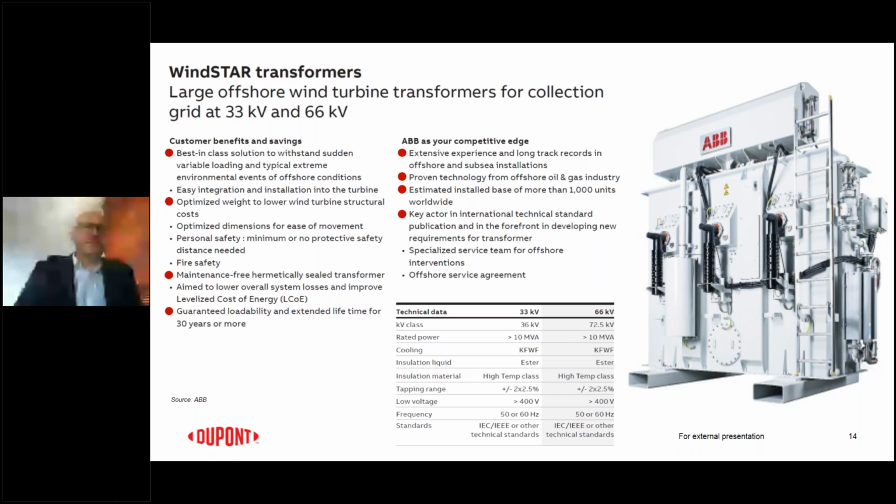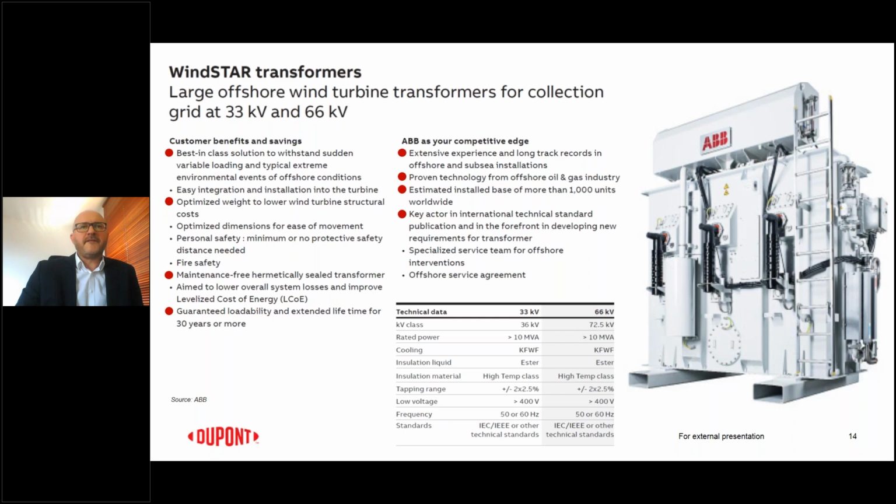So when we talk about the best-in-class solution for variable loading and typical extreme environmental events, definitely state-of-the-art insulation materials help in surviving them. Optimized weight to lower wind turbine structural costs. That's again the compactness of the transformer related to the Nomex insulation. Long life, or extended life, and the guaranteed loadability for 30 years. So these are the features which ABB promotes for their transformers, and I really identify the same features to be proposed by the Nomex insulation.